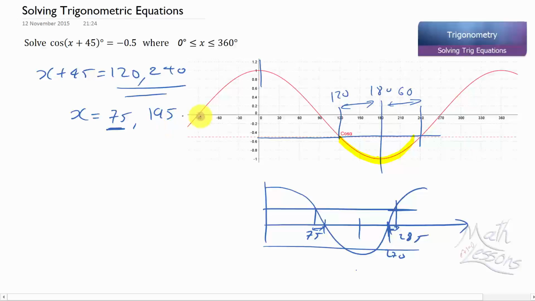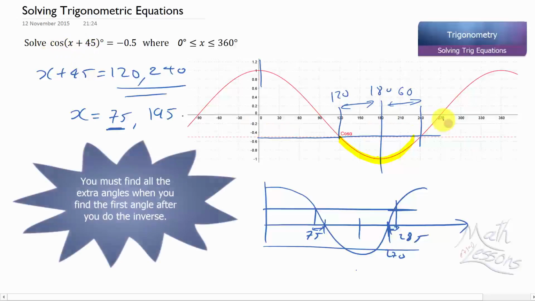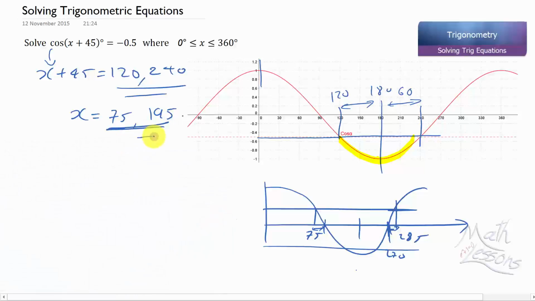The reason is that they just left it too late. If you're going to do that, this graph has to be the cos of x plus 45 graph. You can only use the cos graph at the point where we just did the inverse cos. So when you've done the inverse cos, got your first angle out, you find your second angle at that point, and it's really critical you find it at that point and not later on in the question. So those are our two answers.